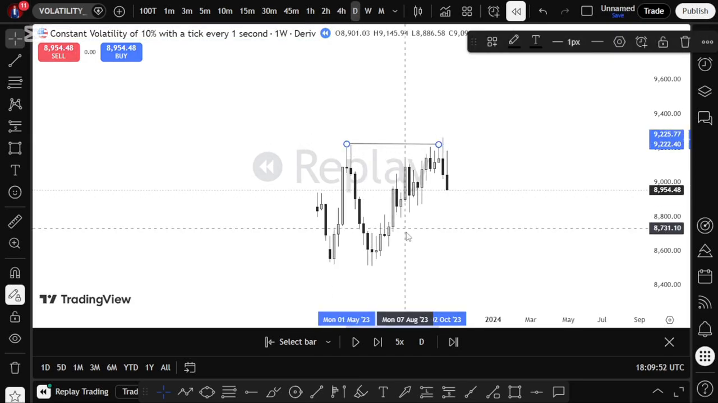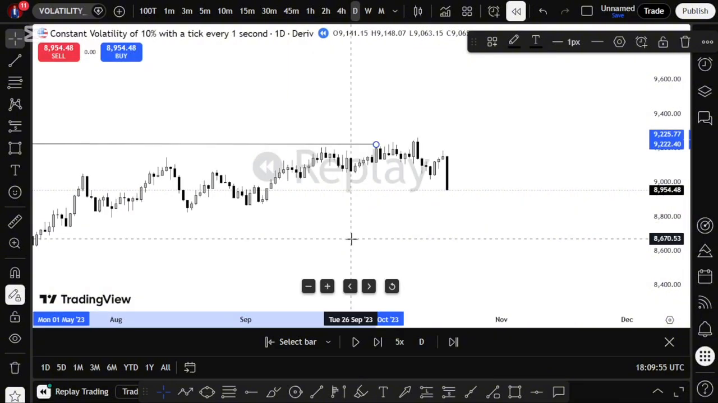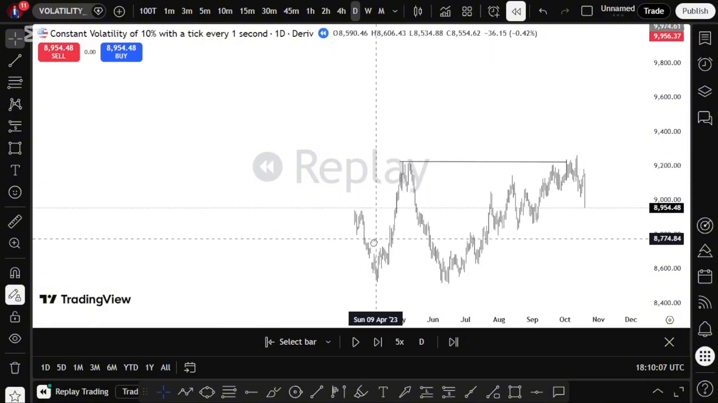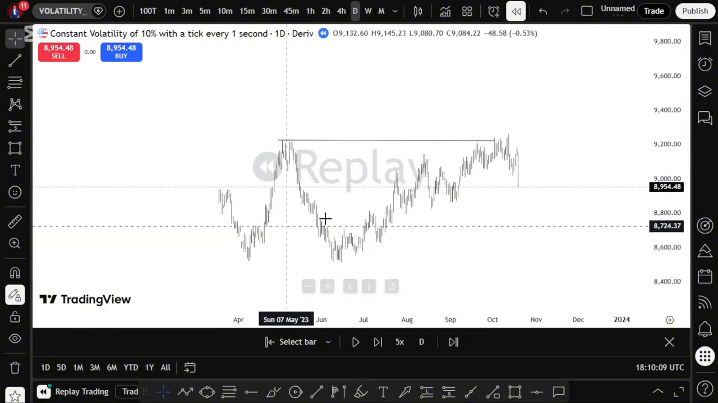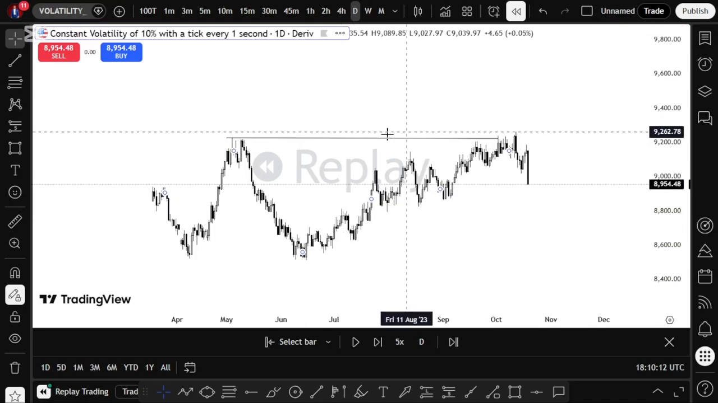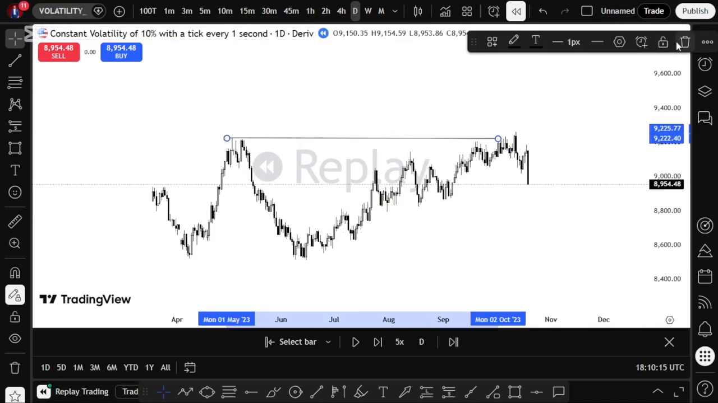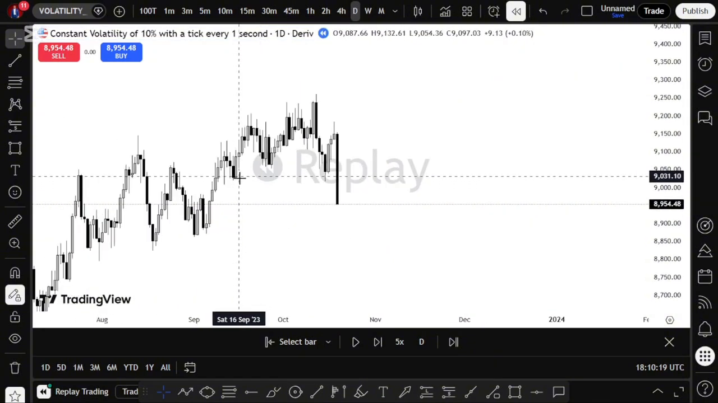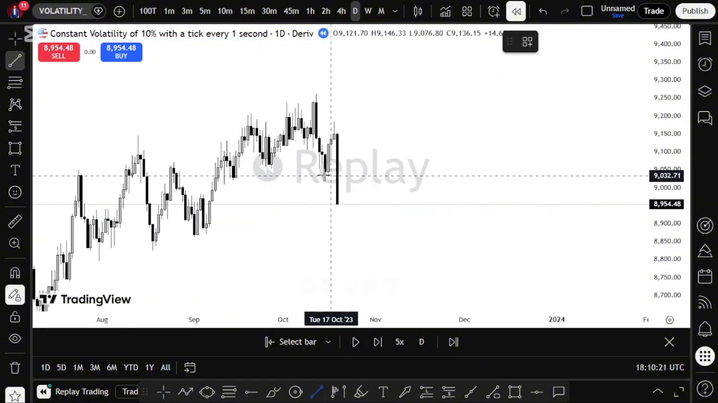Now let's go to the daily time frame and see what's happening there. Okay, on the daily time frame we can still establish the same thing, that the market has swept that high. Okay, and now we can see that the structure of the market has changed. So now let's map our chart out.